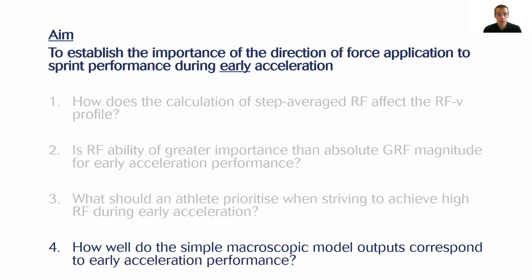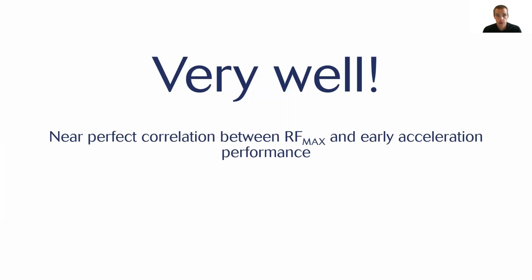So this question was about how well we could use the simple model outputs. So not only from data over the whole acceleration phase, but also when fitted with the simple mono exponential velocity time profile, how well do they correspond to early acceleration performance? In short, very well. And actually with the RF max measure that you can obtain from the simple macroscopic model, for both the block starts and the standing starts separately, there was a near perfect correlation between that and early acceleration performance as measured by the average power production over the initial push-off in the first 4 steps.